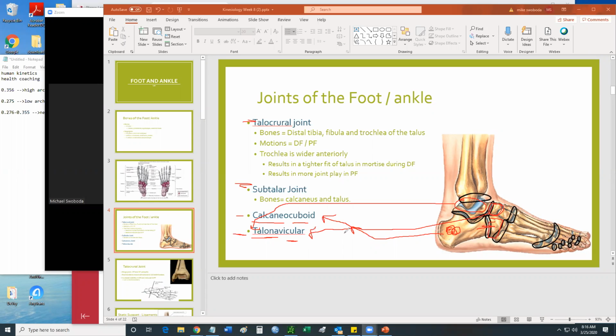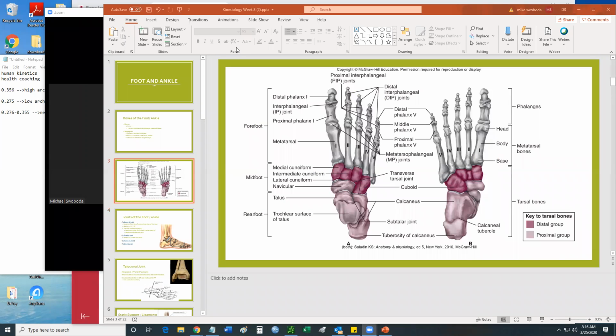And the navicular we'll be talking about in a couple minutes here in terms of the tests we'll do for it. So again, bones you need to remember: navicular, talus, calcaneus. Those are the three bones in the foot you should remember. You should also know your fibula and tibia. So those make up your ankle.